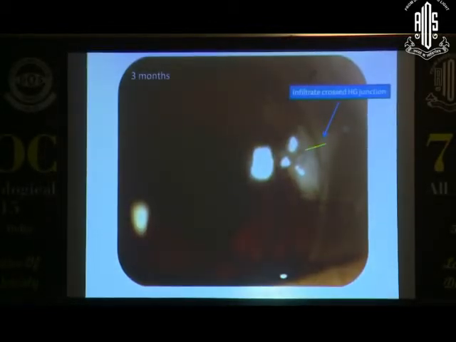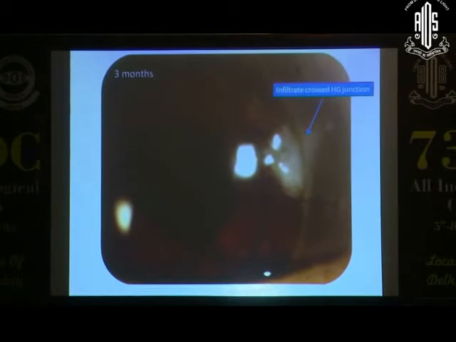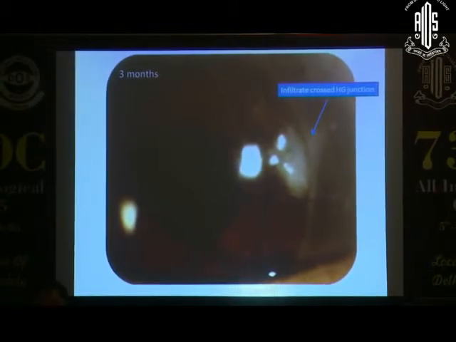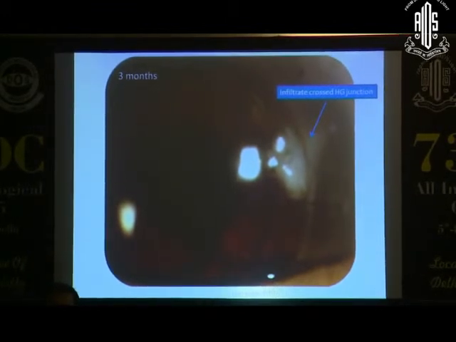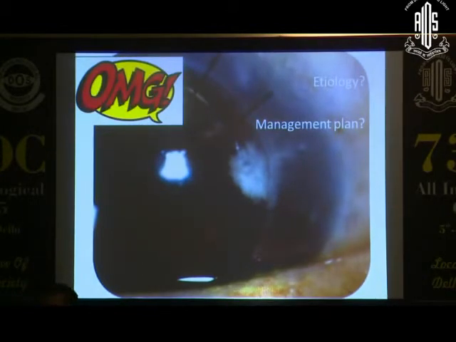At 3 months, we suddenly found that now this infiltrate is going beyond the host graft junction. And that was not a good sign, because if we had to intervene, it would have been better to intervene when it was still restricted within the graft. What should you be doing? Maybe. But we don't know the etiology. What should be done to know the etiology? And then how do you manage it?